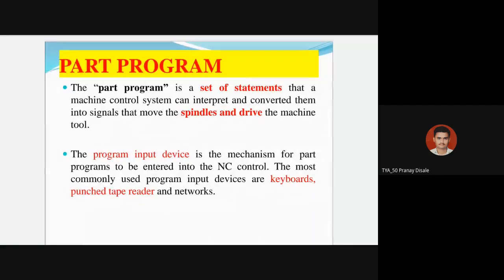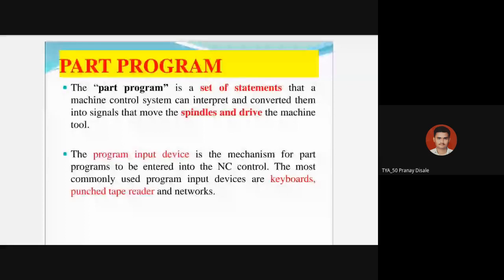Like previous film strips, punch tape readers are also an input device. Networks too. A network is nothing but the internet or any digital file, for example a CAD file or an STL file. STL is the standard prototype language, which we studied earlier. With the help of the internet, we can directly give the program to the machine.